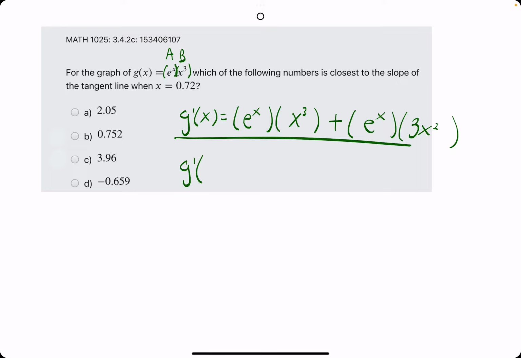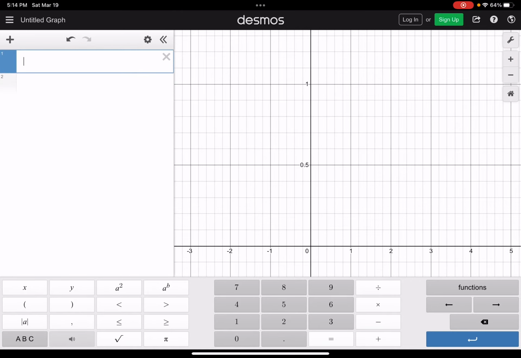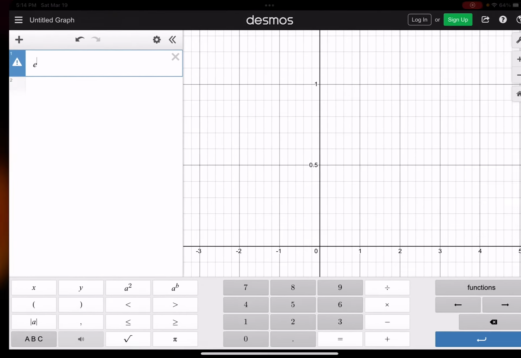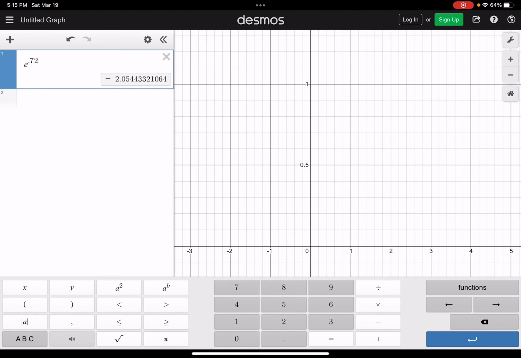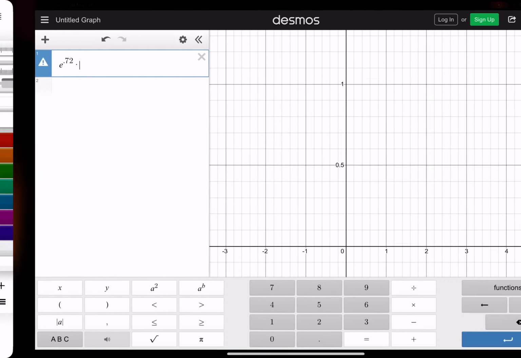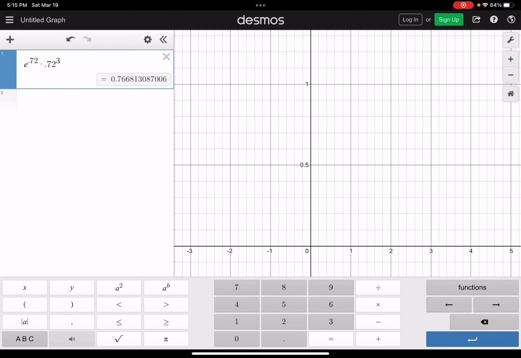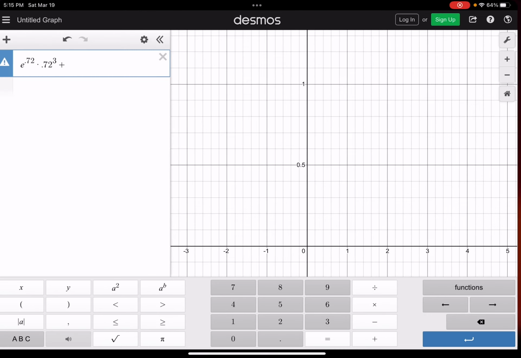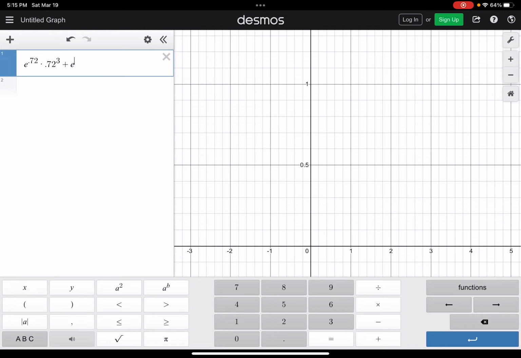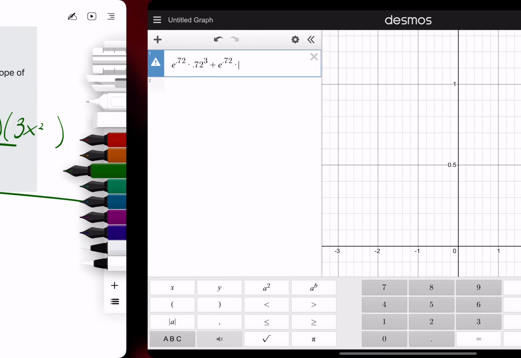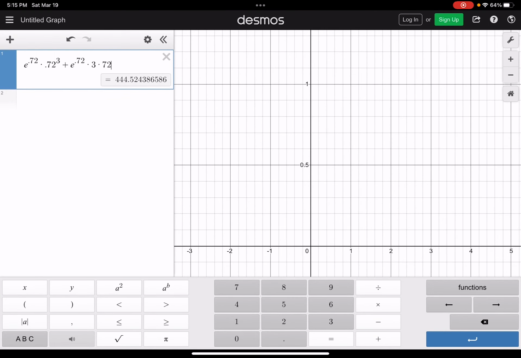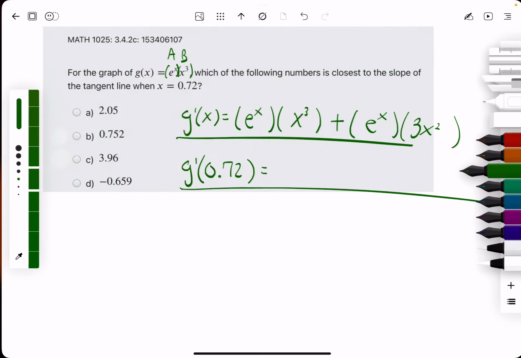Now we are just plugging in 0.72 wherever we see x. So we will do e raised to the 0.72 multiplied by 0.72 cubed, plus sign, and then e to the 0.72 one more time, and then that times 3 times 0.72 squared. And we get 3.96.